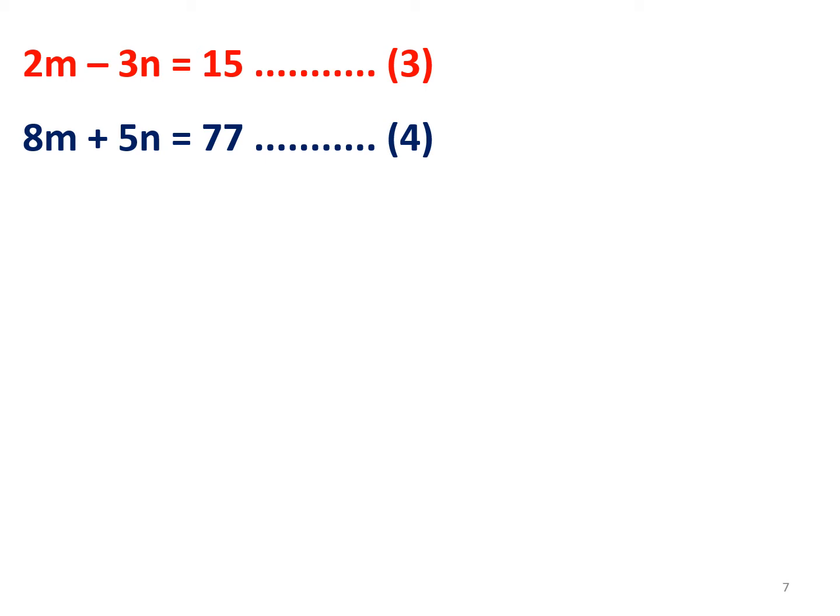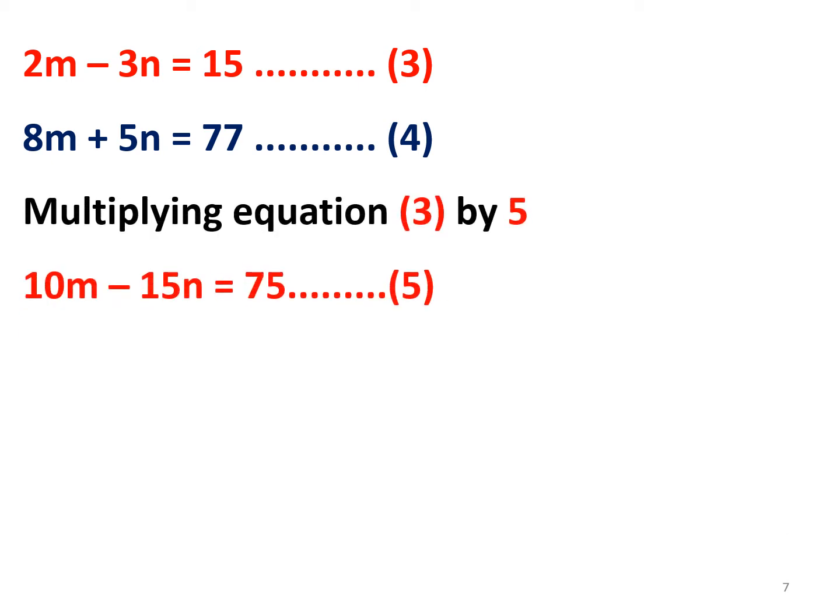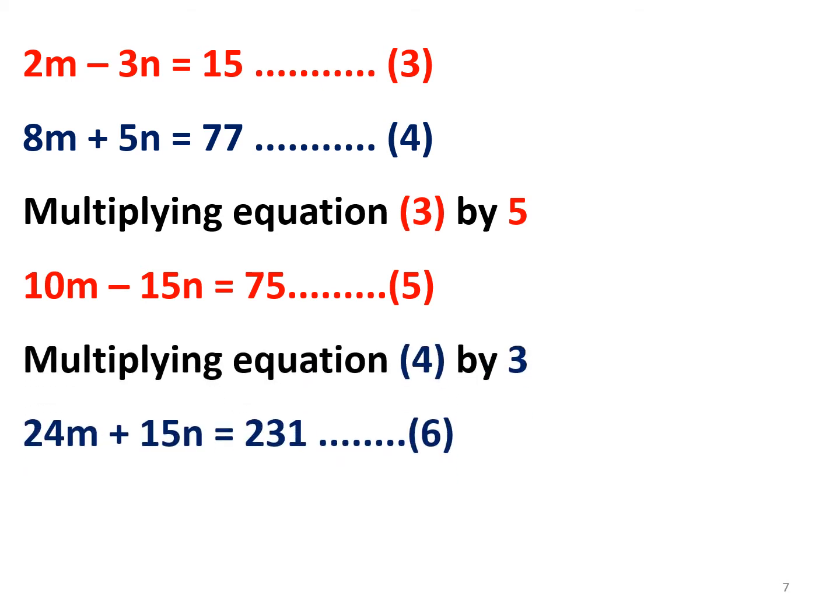Now you have equations 3 and 4, solving them using simultaneous linear equations. If you want, you can solve by any other previous method which we have done. I am solving it through the elimination method. Multiplying equation 3 by 5, I get 10m minus 15n is equal to 75. I number this equation 5. Now I'll multiply equation 4 by 3. I get 24m plus 15n is equal to 231.